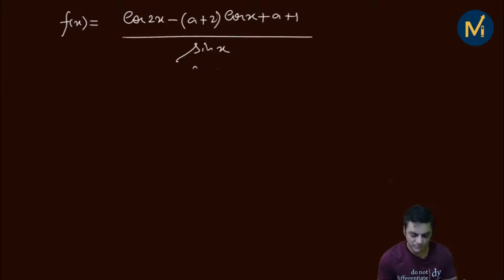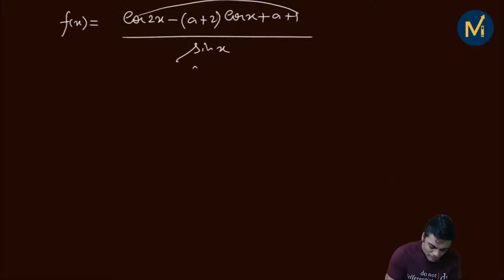So this is your f of x, right? Which is defined as (cos 2x - a + 2 cos x + a + 1) upon sin x. And one limit is also given. So let's simplify this function f of x first. We know that 1 plus cos 2x is 2 cos square x.